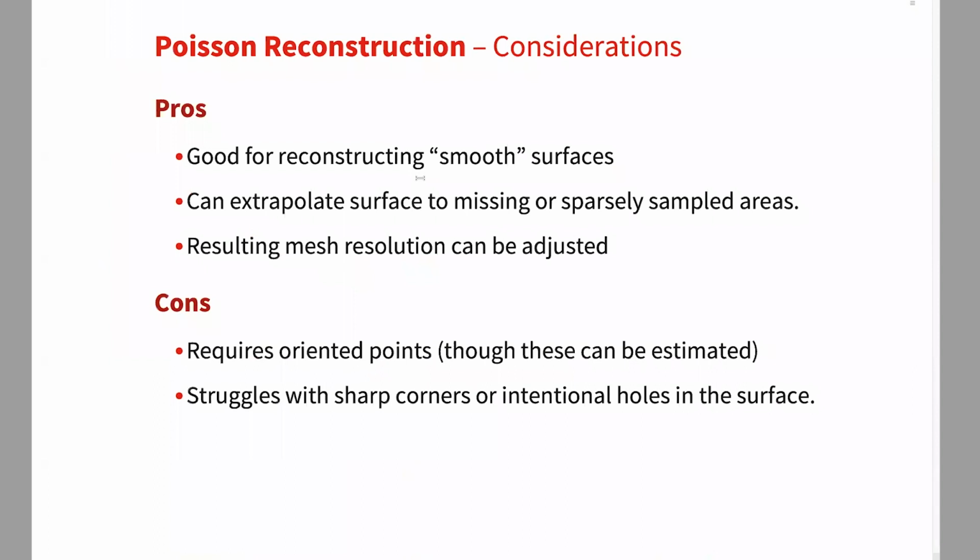And yeah, so that's Poisson reconstruction. It's good for smooth surfaces. It can extrapolate missing or sparsely sampled areas, and you can adjust the resulting resolution of the mesh. However, it does require those oriented points, though we can estimate those ourselves. And it does struggle with sharp corners or intentional holes in the surface.